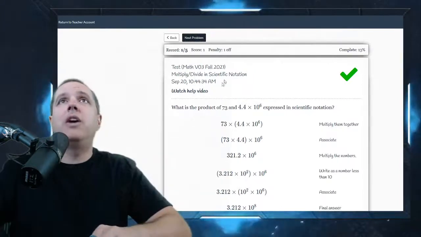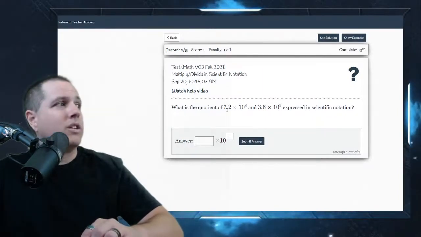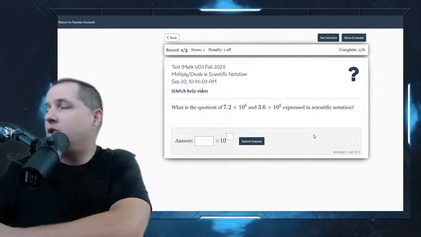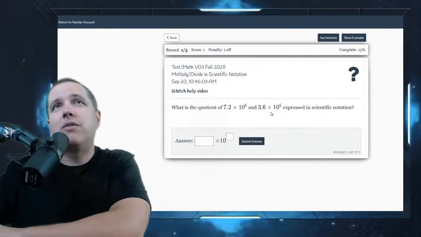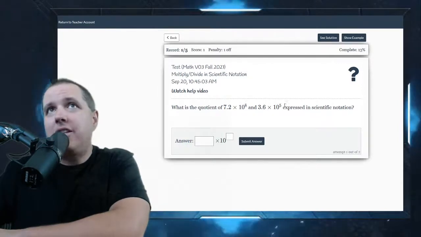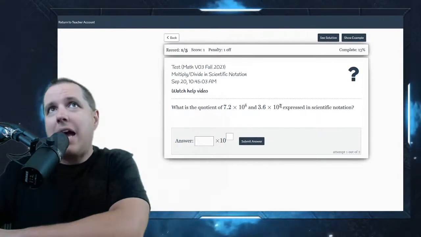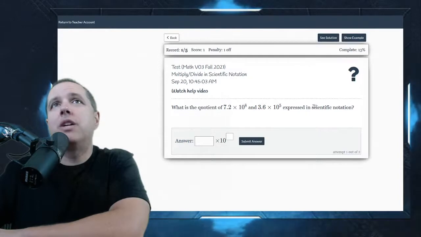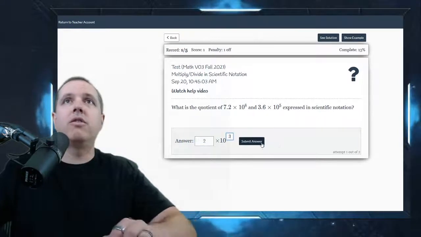Okay? Now, how do you do division? Let's see. Is it going to give us a division one? Okay, what is the quotient of 7.2 times 10 to the 8th and 3.6 times 10 to the 5th? This shouldn't be any surprise. You're going to divide 7.2 over 3.6, which will give us, what, 1/2? And then you'll subtract the exponents. So for multiplication, we added the exponents. Now you're going to be subtracting, right? So when we do 7.2 divided by 3.6, we're going to get 2. So this is, I think this will be 2 times 10 to the 3rd.